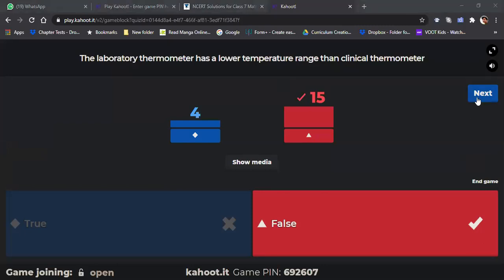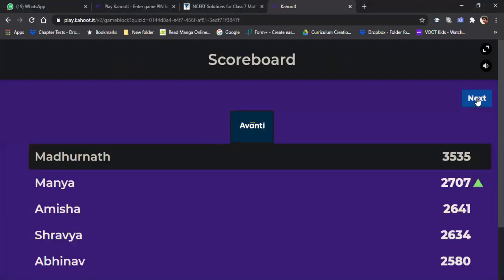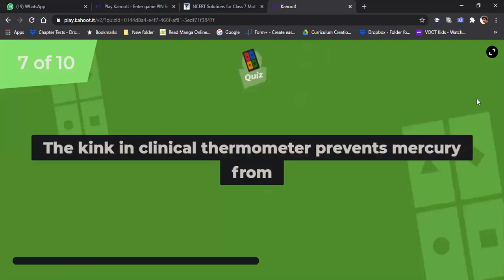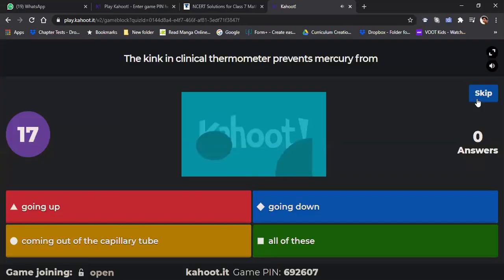Okay, let's see the scores. So Manyata got into second position. Shravya still at fourth position, right? Seventh question. Everyone see the screen. The kink in the clinical thermometer prevents mercury from: option A, going up; going down; coming out of the capillary tube; all of these. Everyone, 3 seconds, 2 seconds, 1 second, time's up.